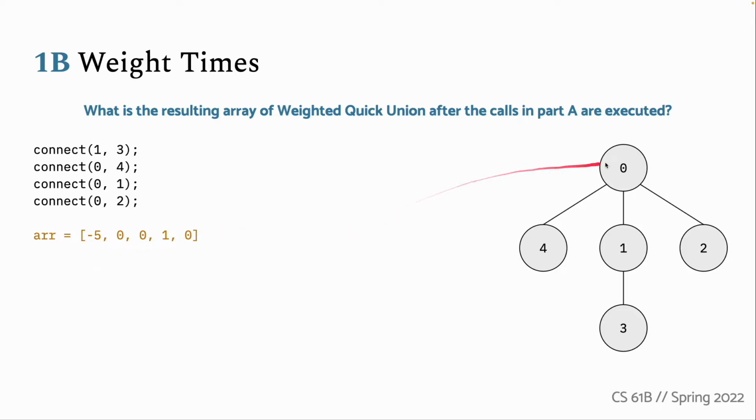So in this case, 0 is the root. There are 5 items, so that's -5. 4, 1, and 2 all have 0 as their parent, so their values are 0. And 3 has 1 as its parent, so its value is 1.